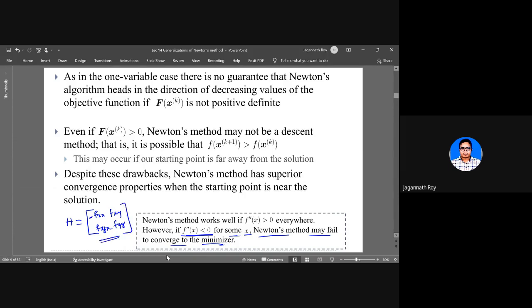If the double derivative is negative, then this is not positive definite. For positive definite, what do we have to say? This one, fxx, is greater than 0, and the determinant is also greater than 0. Then we say this is positive definite. But if one of the second order derivatives is negative, then it is no longer positive definite.